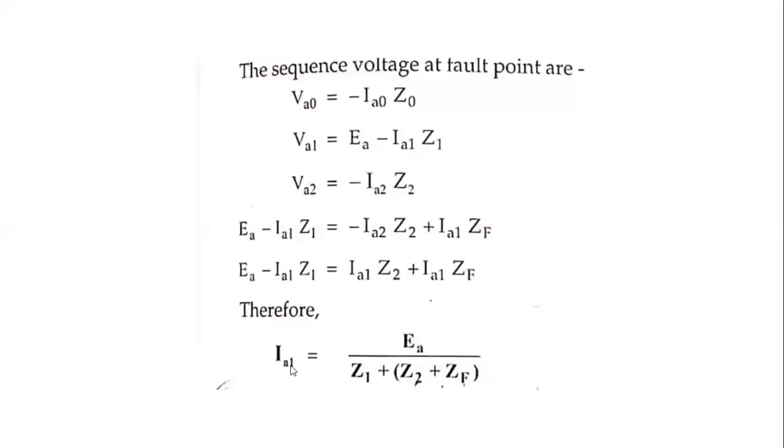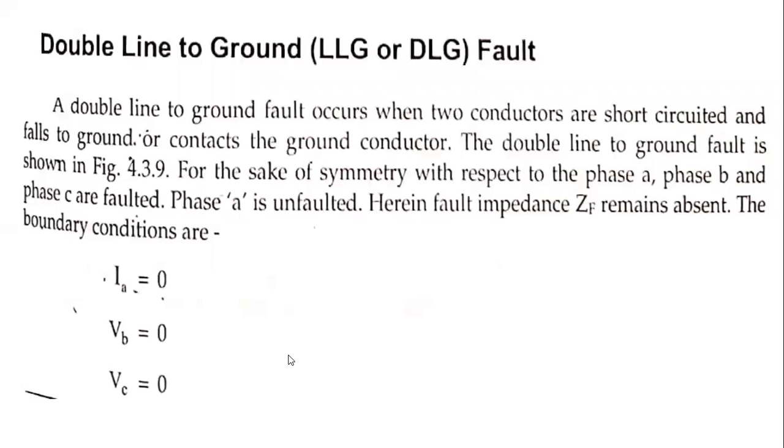Okay, this is the fault current when the fault is obtained in between the B to C phase, and we are connecting the fault impedance in between the B to C phase.